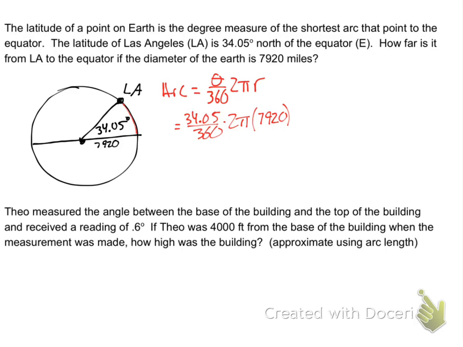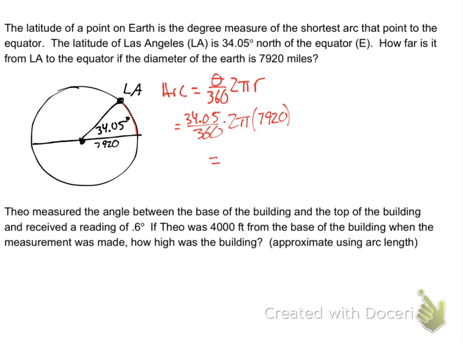And now, here's a distinction that you guys need to make. This has already given you parts of the problem as a fraction. So if I was going to check this in the back of the book, more than likely it's going to be a decimal. If this would have gave me 34 instead of 34.05, then I probably would leave it in terms of pi and a fraction. Okay? So it's 34.05 divided by 360, times that by 2, times it by pi, times it by 7,920.